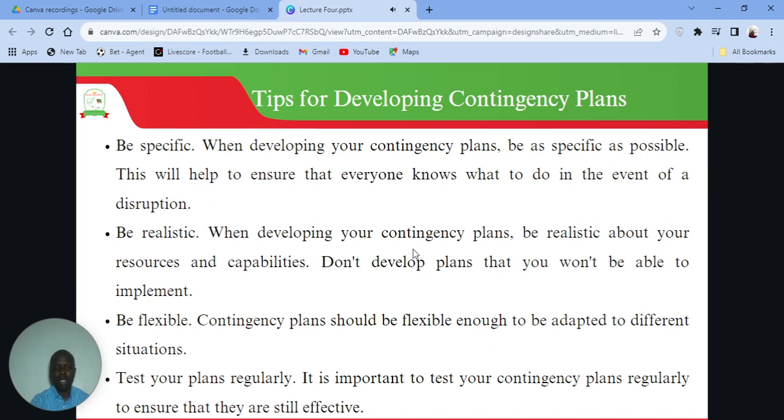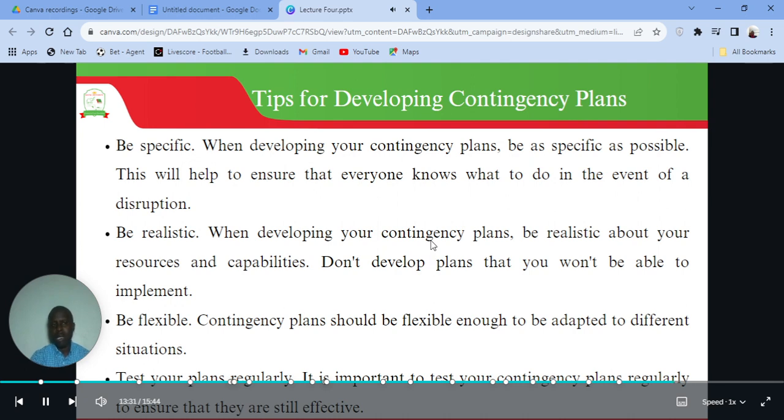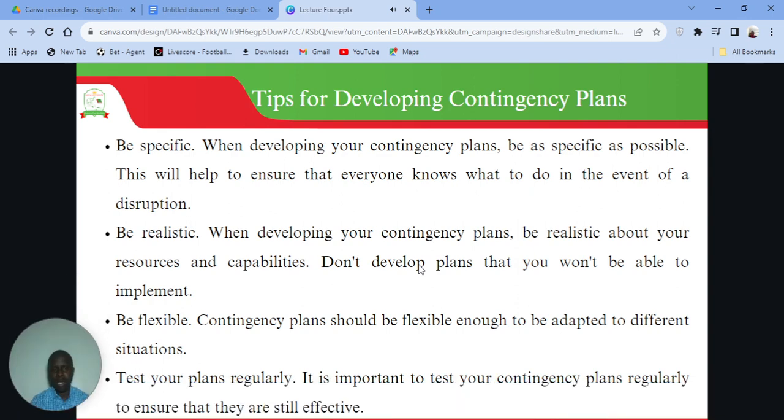Look at the organization's capability in terms of resources. There are contingency plans that we adopt that would require us to put in some finances into the business. So it is very, very important that you be realistic. And that's why we are saying in the final statement that don't just develop plans that you will not be able to implement. It is one thing to have very nice contingency plans, but if you do not have an implementation strategy, then it just remains on paper.